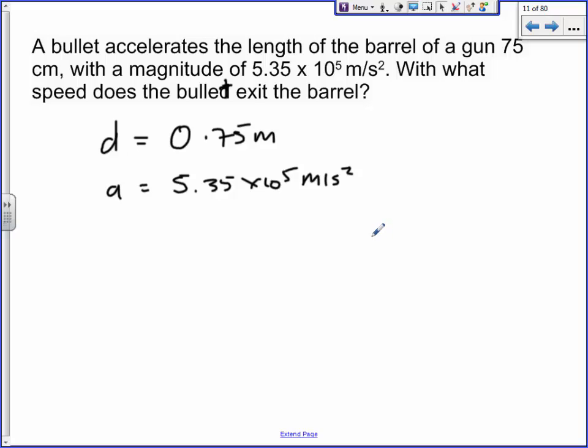But wait. What was the initial speed of the bullet? 0. Yeah, like before you shoot the gun, the bullet's not moving, right? So your velocity initial, it's hidden, but it was actually not moving when we started. There is another piece of information there. And we are looking for our final velocity.